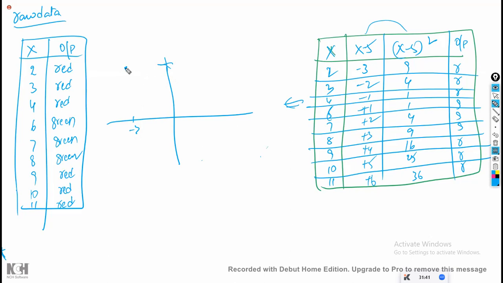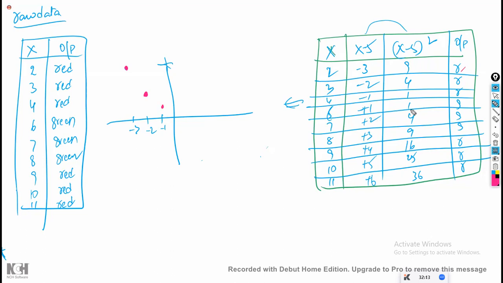This dot should be red color. Why red color dot? Because the output variable is red. Next, second data point, minus 2 comma 4. Minus 2 is this one, 4 is here. This also should be red color. Next data point is minus 1 comma 1. This is also red color.